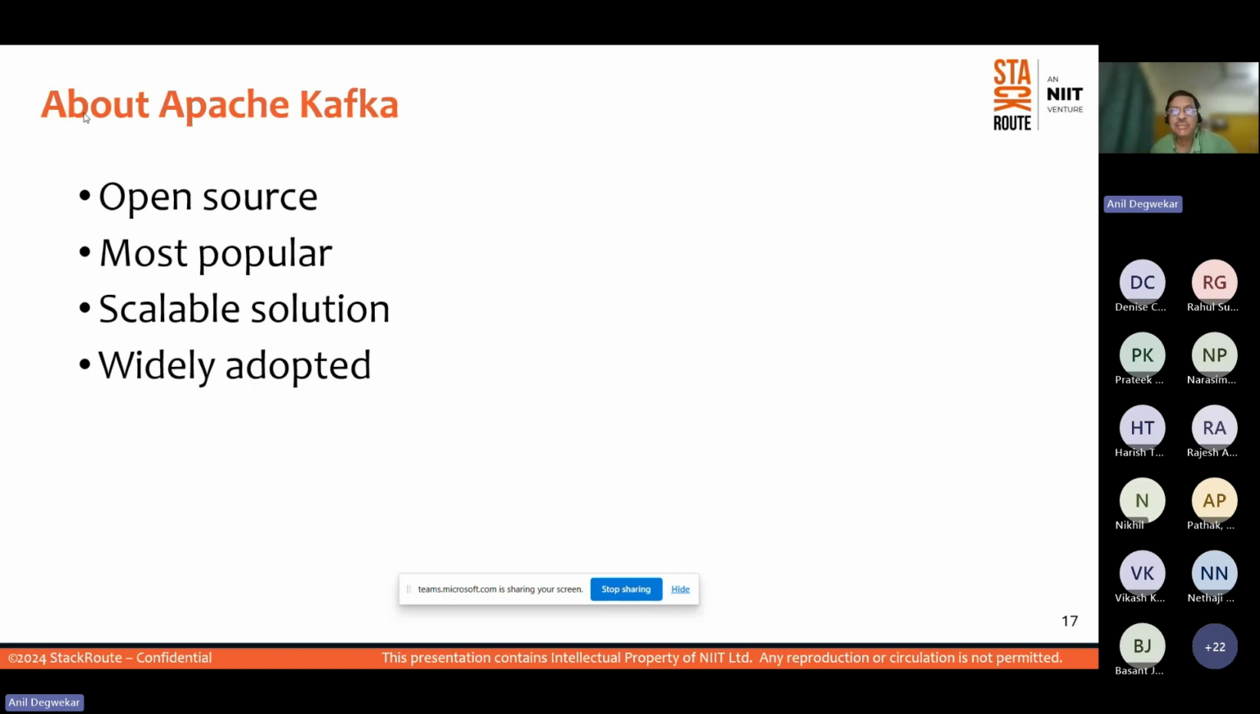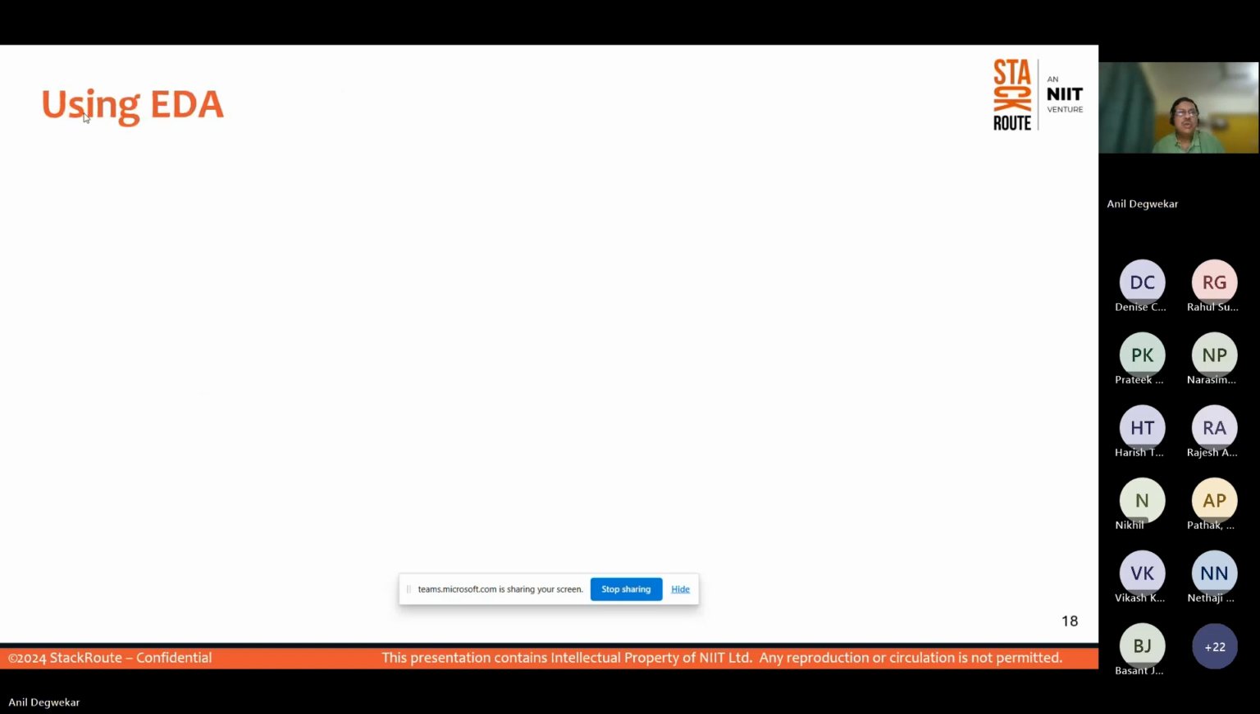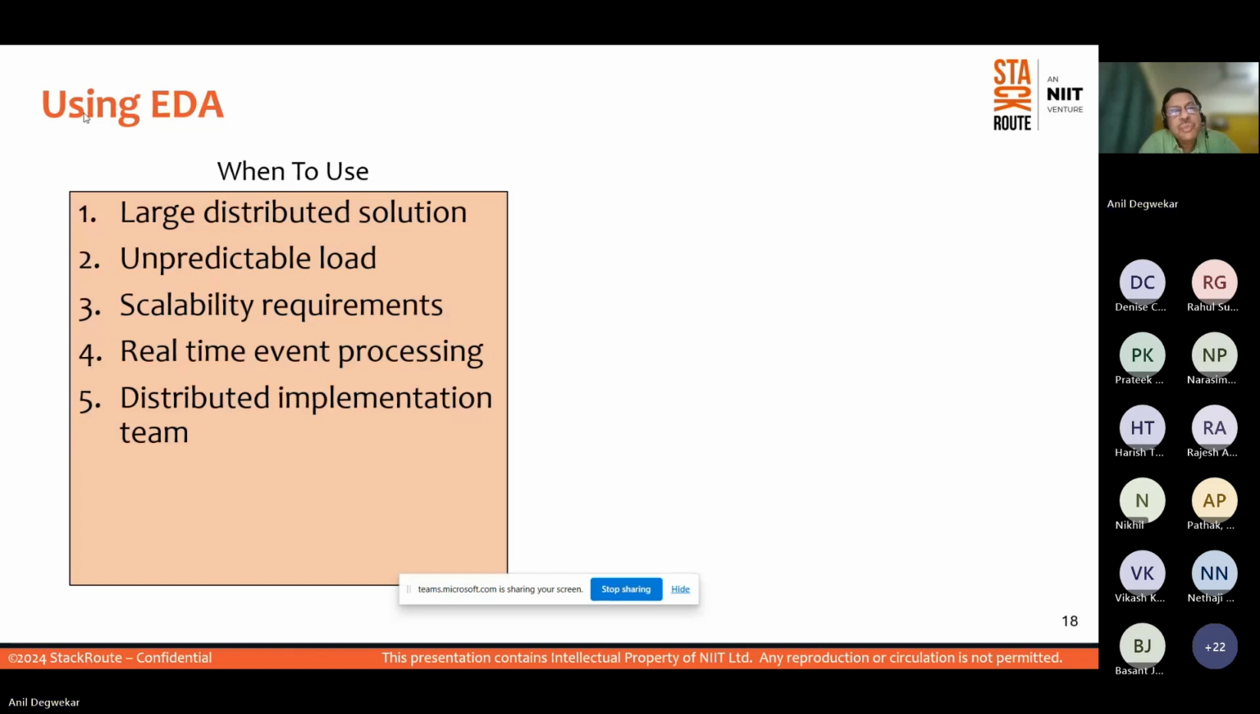So you can refer to them. Okay. So now the question is, this is all fine. EDA is a great tool, a great architecture, but when should I use it? Or does it have some drawbacks and things like that, right? So the question is when to use it and when not to use it, right?